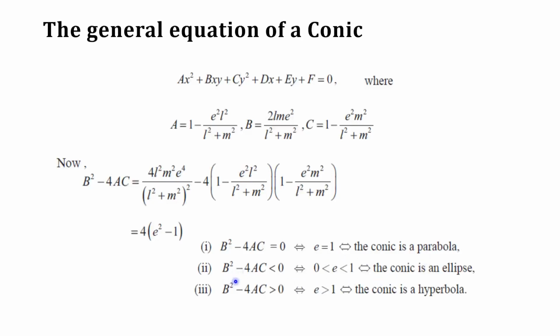Then for the second one, b square minus 4ac is less than 0 if and only if e value lies between 0 and 1. That is, e value is greater than 0 but less than 1. That is nothing but a positive value. Then the conic is an ellipse. Conic means nothing but a curve. Third one is b square minus 4ac greater than 0 if and only if e value is greater than 1. Then the conic is a hyperbola.